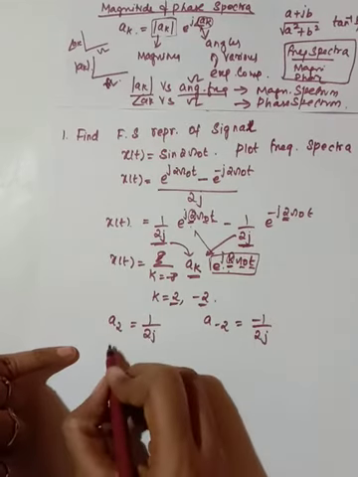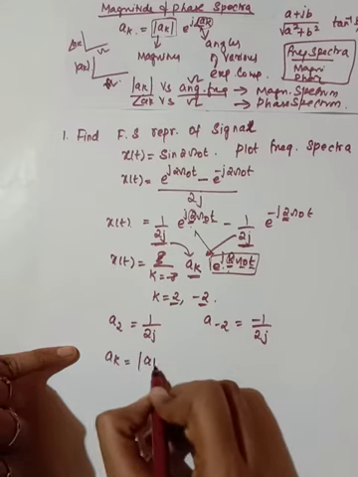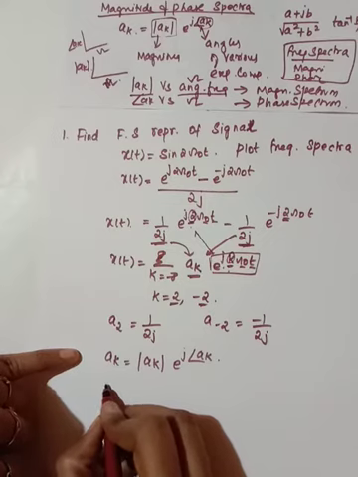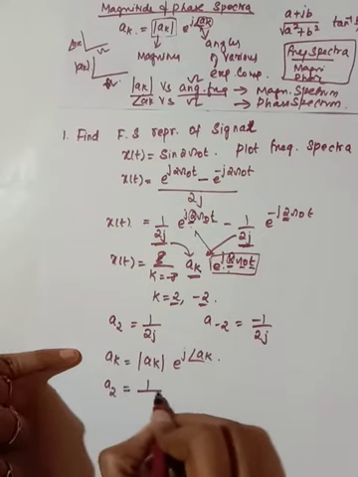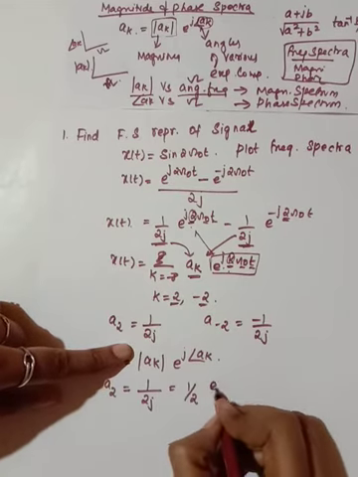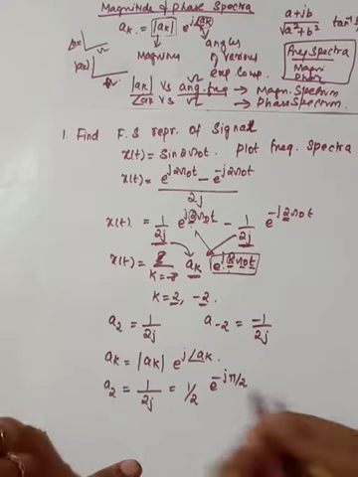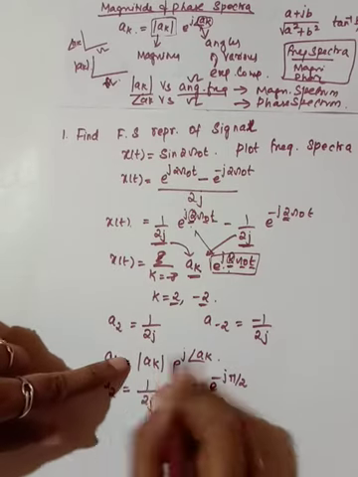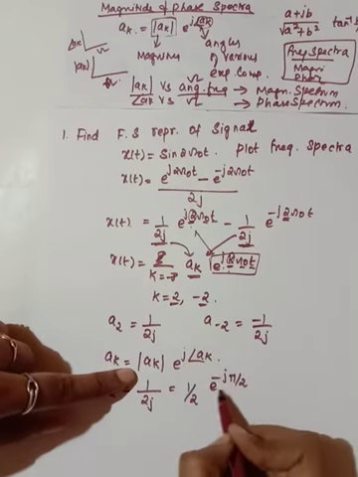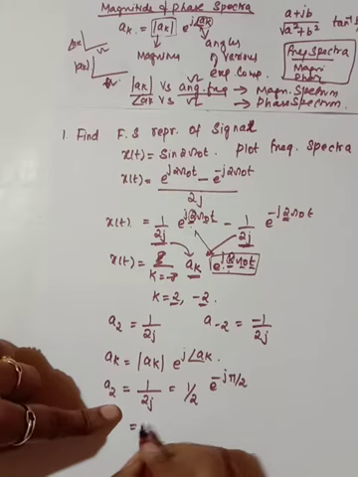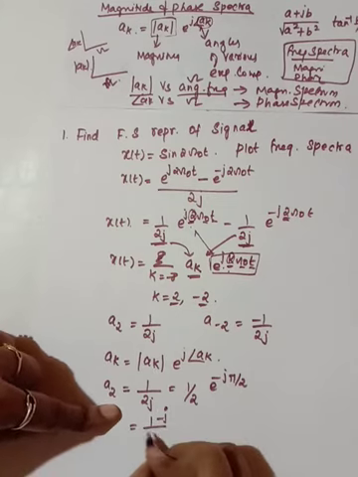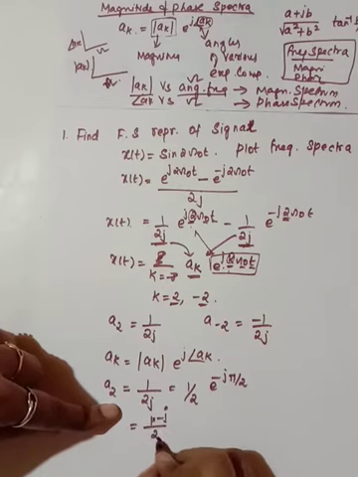This a_k can be represented as magnitude of a_k times e^(j∠a_k). So now this a2, 1/2j, I am going to represent as 1/2 e^(−jπ/2). Why am I representing this? I need to represent it in terms of magnitude and phase part. So I am going to represent 1/j as numerator minus j, 1 into minus j divided by 2.